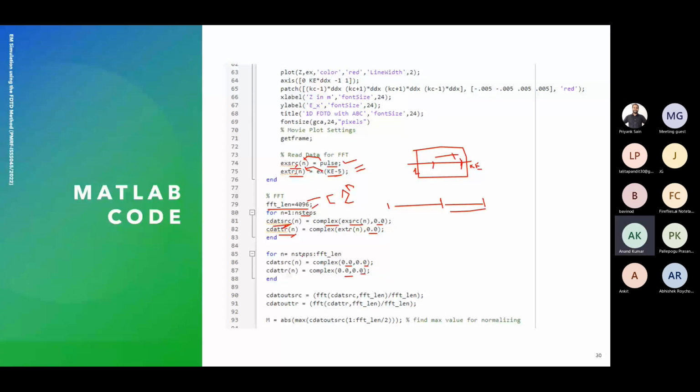So from n steps to FFT length, we fill these two arrays with zeros. So we now have our final array which has the complex value of the time domain data. Is it clear till now, till this part?